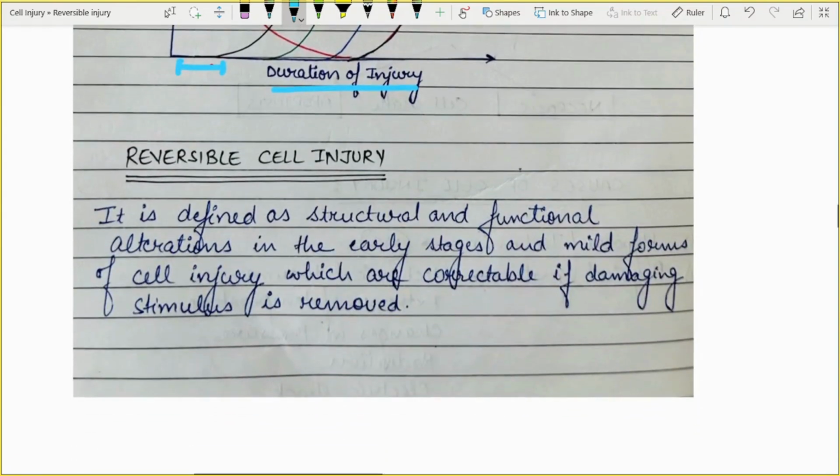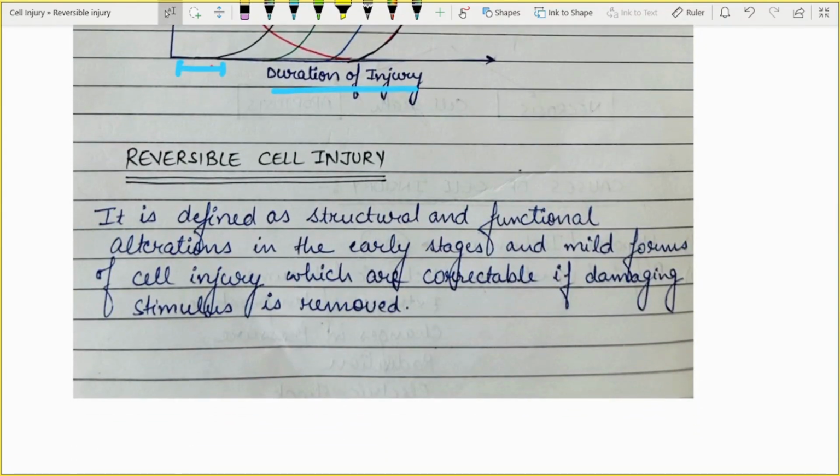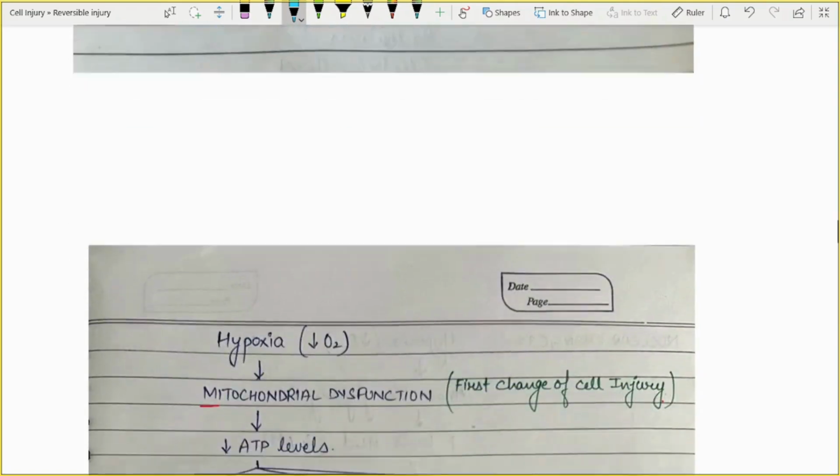What is reversible cell injury? Coming to the main topic that is asked in the question, reversible cell injury is defined as structural and functional alteration in the early stages and the mild form of the cell injury, which are correctable if the damaging stimuli is removed. I hope you get the point that these are structural and functional changes in the early stages and mild form, and the cell can revert back to the normal state if the stimuli is removed.